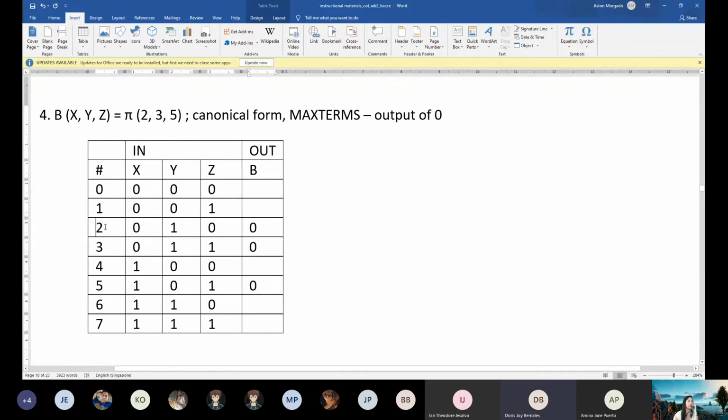So for maxterm 2, you shall have an output of 0. Maxterm 3, you shall have an output of 0. And finally for maxterm 5, you shall have an output of 0. The rest are 1. Okay, so we shall have 1 here.